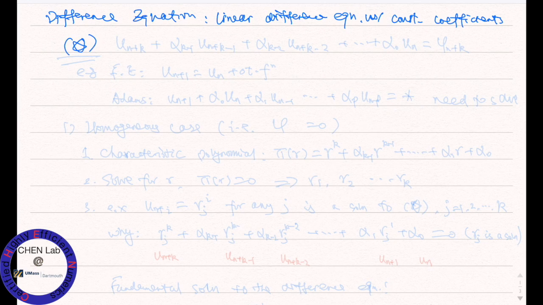For example, we have u_{n+k} plus alpha_{k-1} u_{n+k-1} plus alpha_{k-2} u_{n+k-2}, plus all the way alpha_0 u_n is equal to something. This kind of equation shows up.